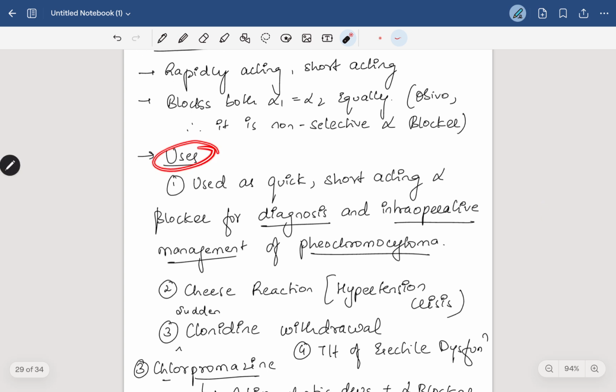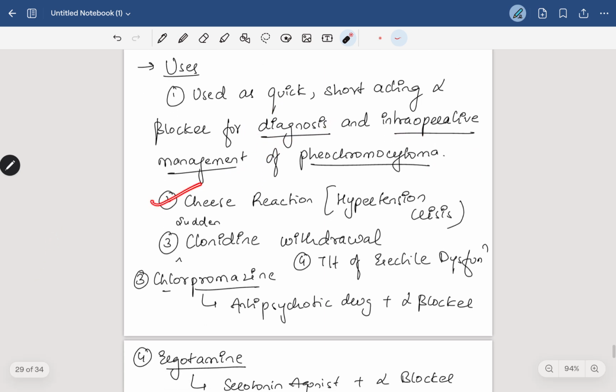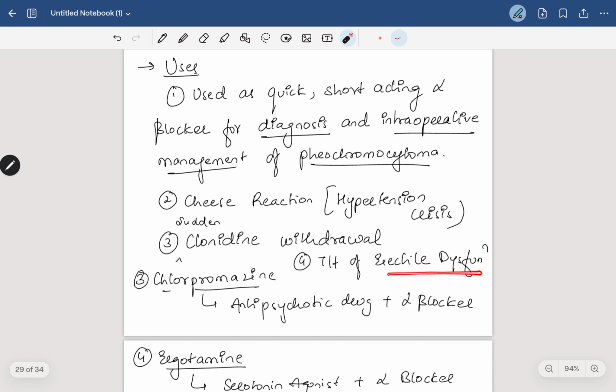In uses, it is used as a quick short acting alpha blocker for diagnosis and intraoperative management of pheochromocytoma. This is also used in pheochromocytoma, but for other purposes. It is used for diagnosis, and it is used for intraoperative management of pheochromocytoma. It is also used in cheese reaction. Cheese reaction is nothing but a hypertensive crisis. It is also used if there is sudden clonidine withdrawal. And phentolamine is also used in the treatment of erectile dysfunction.